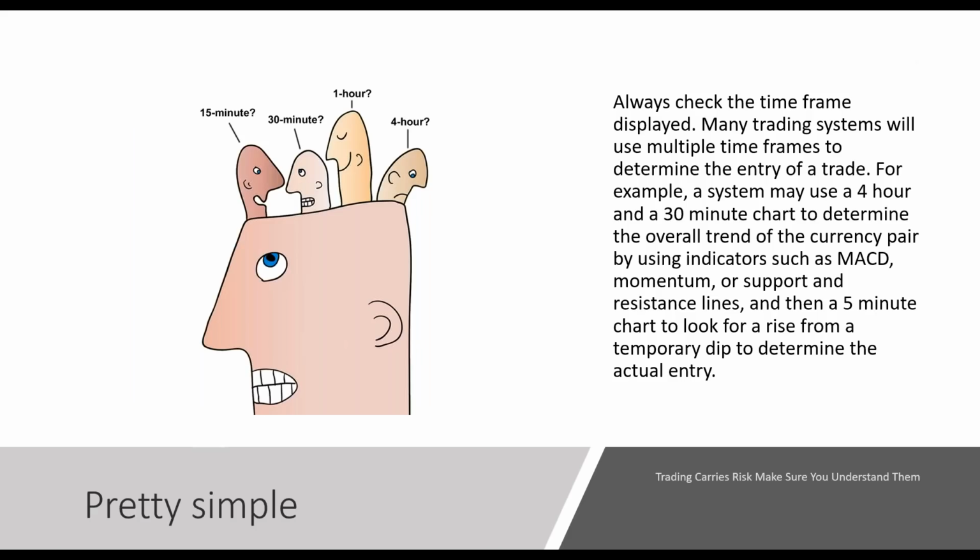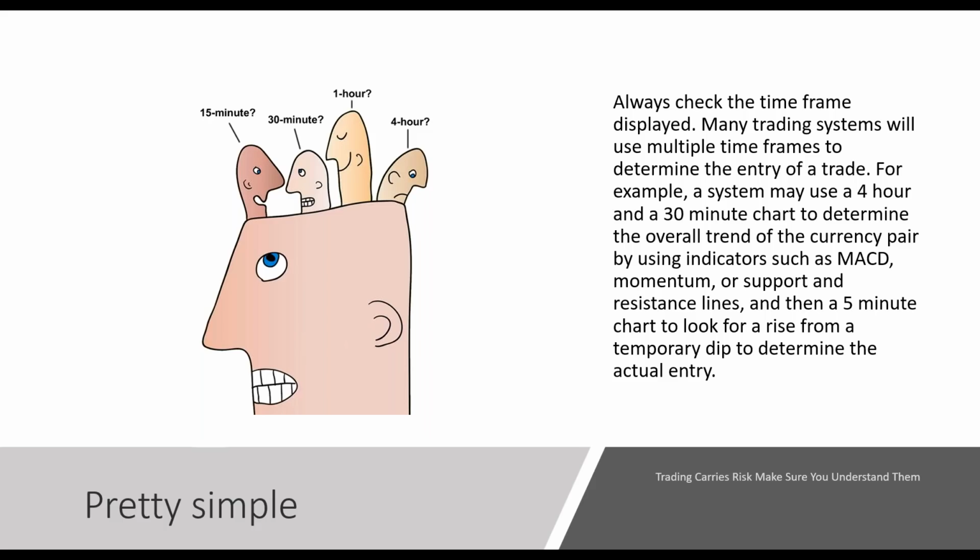Now, always check the time frame displayed, whether we're using 30 minutes or 1 hour. You want to make sure, first of all, what chart you're looking at. You also want to make sure you have your chart set up in your home time zone, because it'll help you. Many trading systems will use multiple time frames to determine entry points. A lot of times you'll be reading a strategy and it'll tell you, use a 4-hour chart to determine whether you're going long or short, and use a 30-minute chart to determine what point you want to enter.